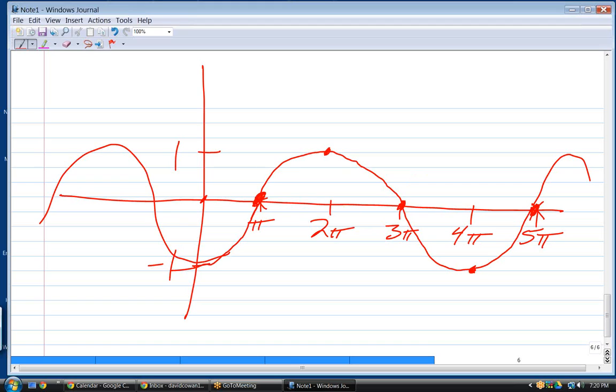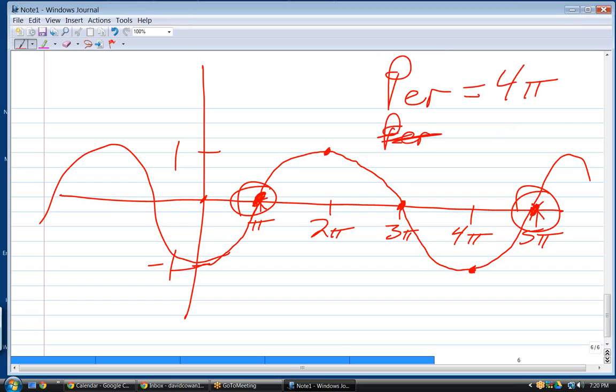Okay, so you would have to figure out what the period is. Well, I would look, that starting point starts at pi. This one ends at 5 pi. So I know the period must be 4 pi. So I would be able to say the period equals 4 pi. I also know the period, I'm trying to figure out what b is.